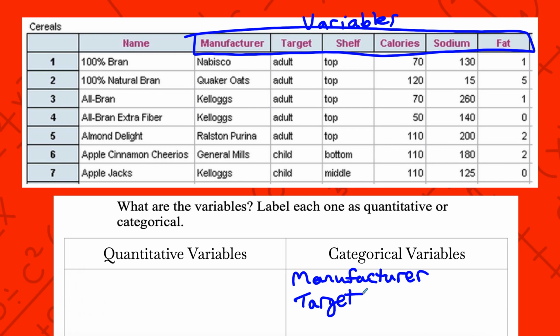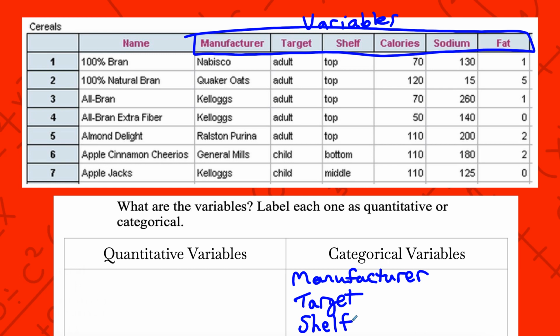Where on the shelf you'd be located. They're going to put the adult cereals on the top shelf, because they want the children to be able to reach the cereal on the bottom shelf so they can trick or pressure their parents into buying it. So where on the shelf? Where on the shelf we're looking. So that's going to be this time.